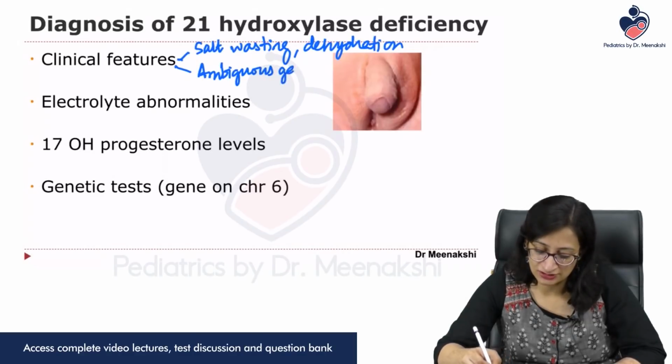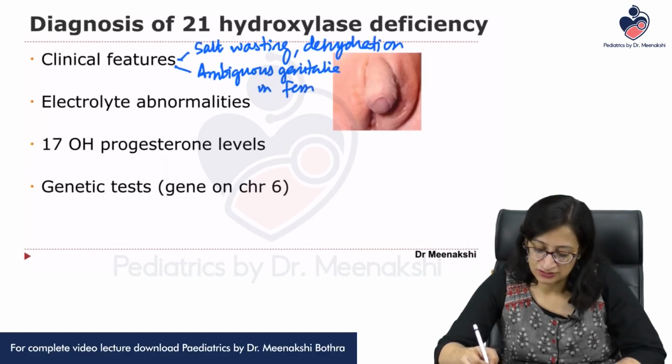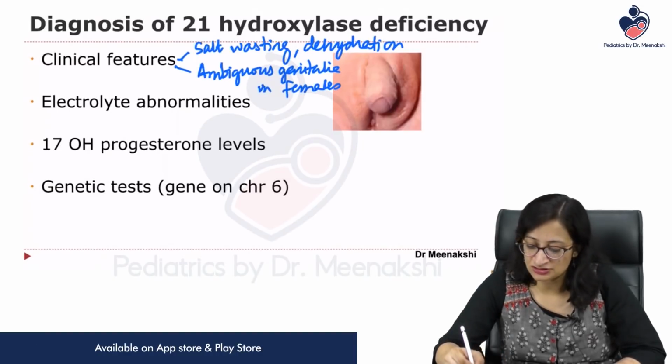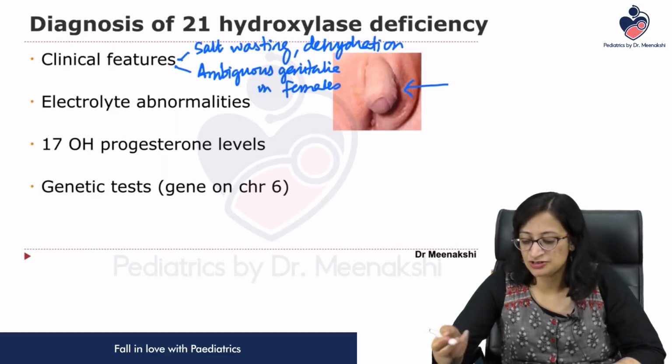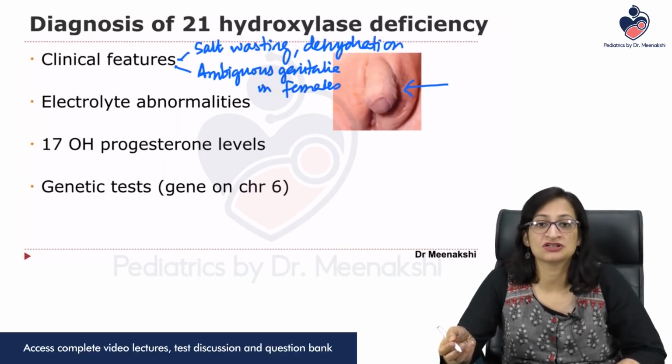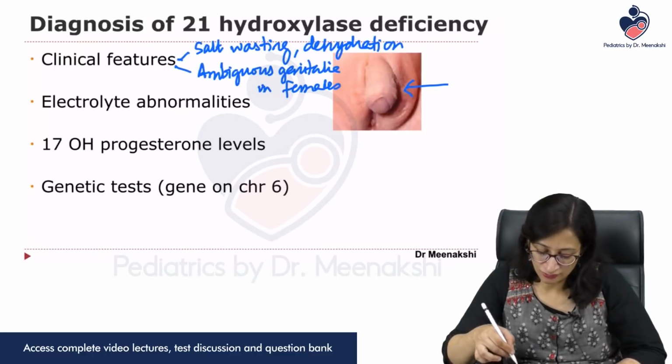So, ambiguous genitalia in females. You can see that the genitalia of this female baby appears like that of a male, ambiguous genitalia. What are the electrolyte abnormalities that we will get?